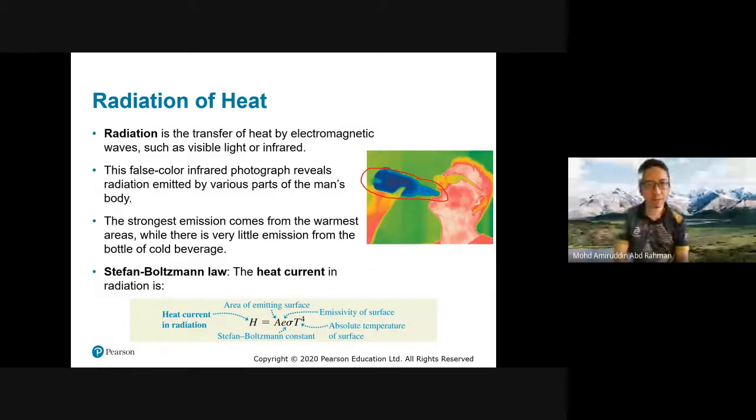Okay, so the heat current in radiation can be defined by the Stefan-Boltzmann law. The heat current in radiation is H. You can calculate this using the equation: A, the area of the emitting surface, times e, the emissivity of the surface, times the Stefan-Boltzmann constant, times T to the fourth, where T is the absolute temperature of the surface. So this is the Stefan-Boltzmann law, which measures the heat current in radiation.